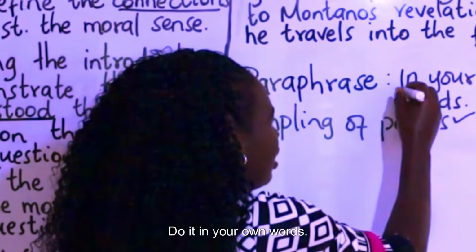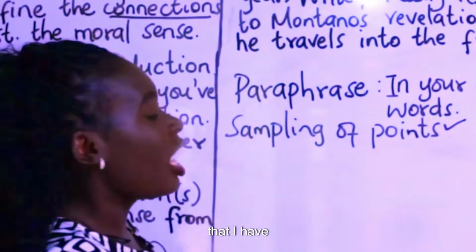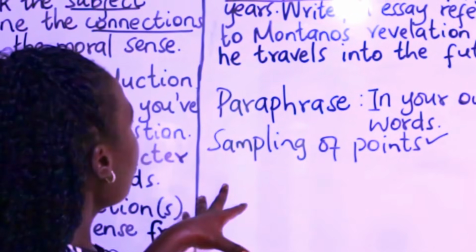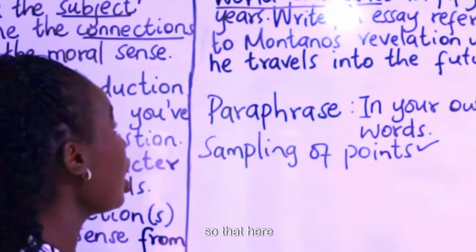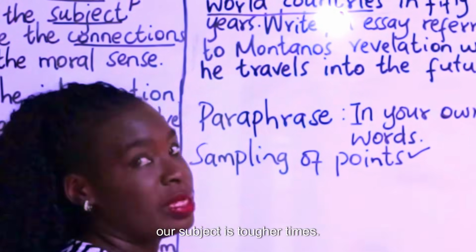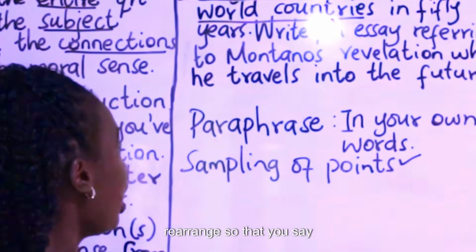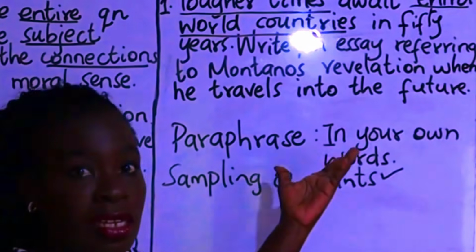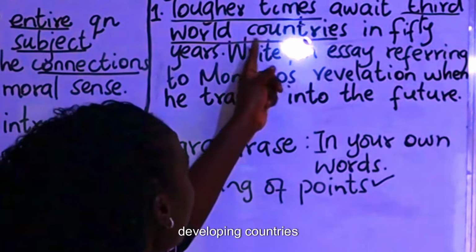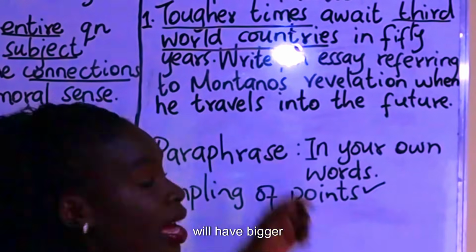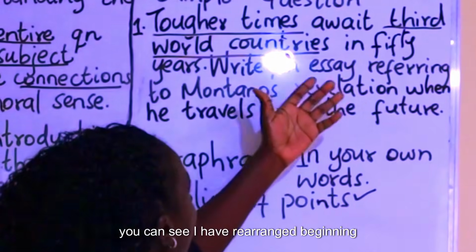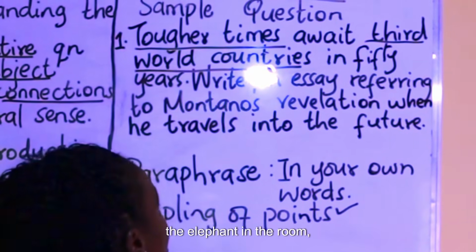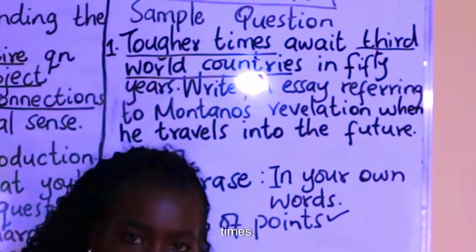Do it in your own words. What do you understand by the key terms that I have underlined? And while you are doing it in your own words, it is not wrong for you to rearrange the order. So that here, our subject is tougher times. But you can rearrange so that you say that in the next 50 or so years, in the next half century, developing countries will have bigger problems. So you can see I have rearranged, beginning with the time frame, then went to the third world countries before I tackled the elephant in the room, and that is the tougher times.